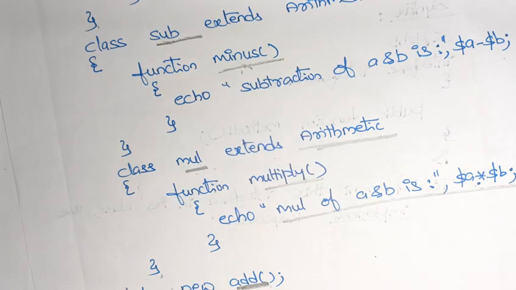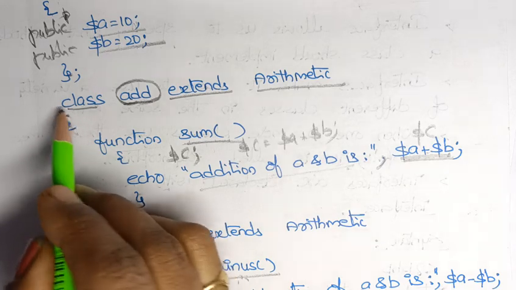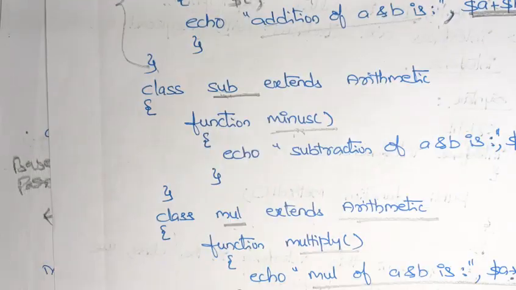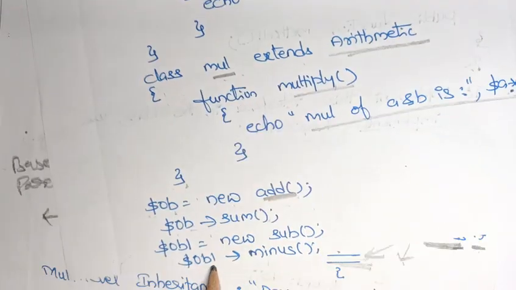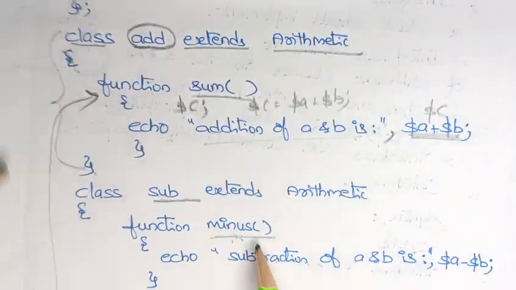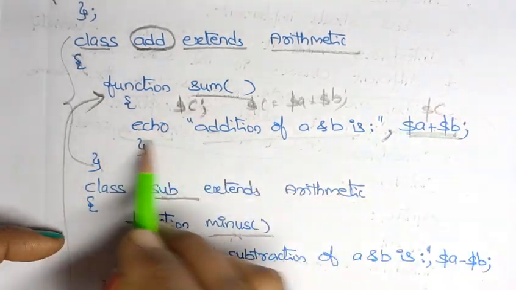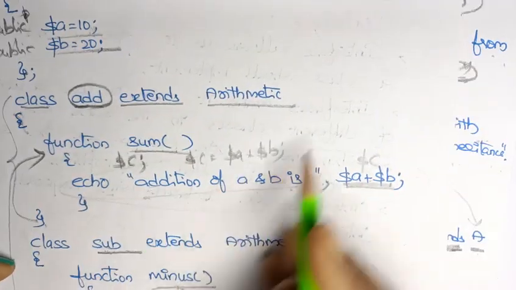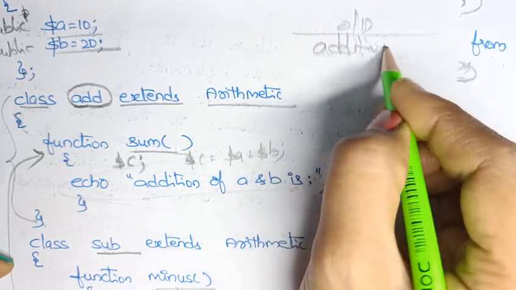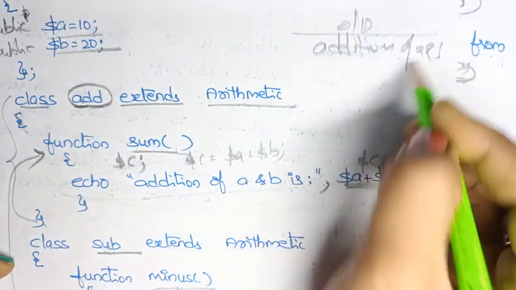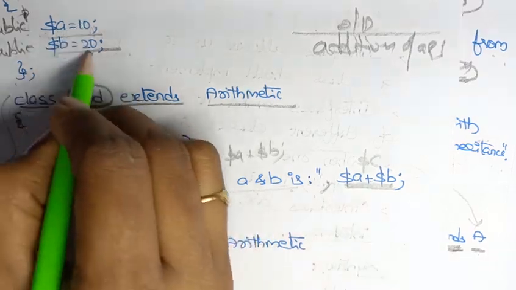Whenever you create an object, this will be initialized. Next, $ob points to sum, which means the control will transfer to this function sum. Whatever the statements are there, that will be printed. On the output screen, you will get addition of A and B is, what is the addition of A and B? 30 it will print.